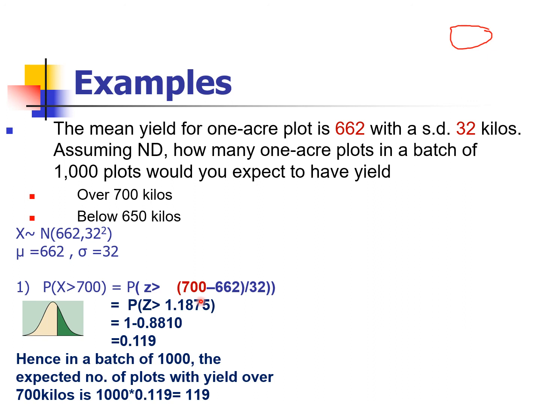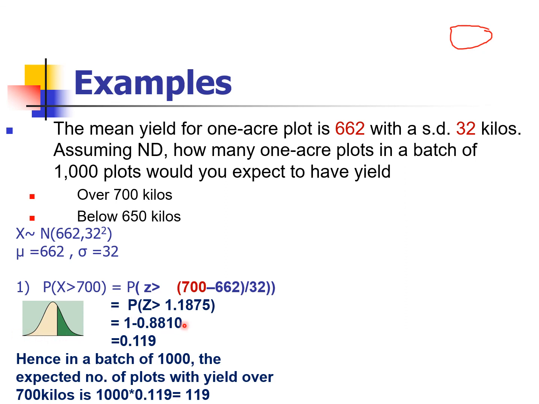So 700 minus 662 divided by 32, you get 1.1875. Now here you have to find out the area. Now it is Z greater than this. So actually you are going to find out this green area, right? Now from the table you'll get this area on the left hand side. So you'll have to do 1 minus this area.